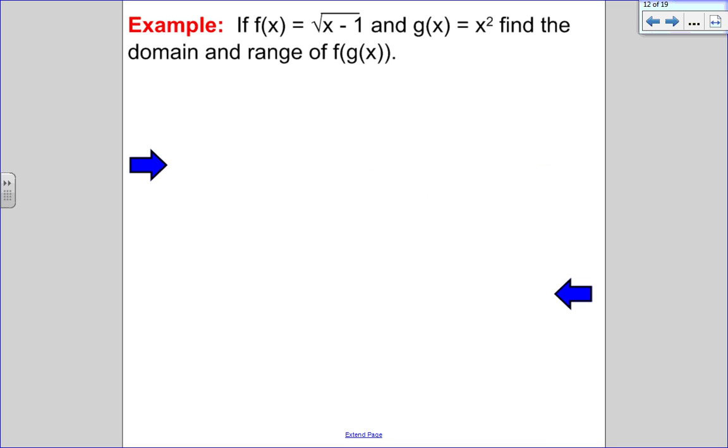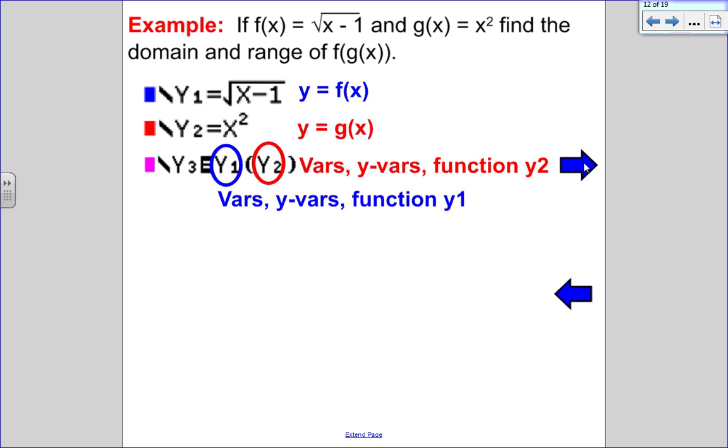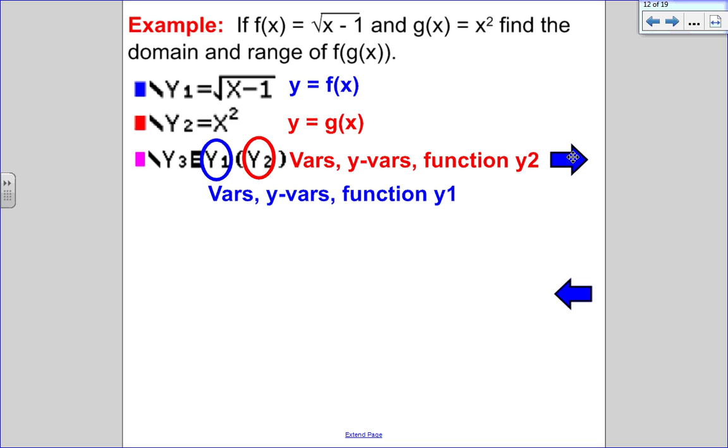Okay, so let's talk domain and range. So I have a radical function and a quadratic function. I want to find the domain and range of f of g of x. So I think the best way of doing this is to do it on our calculator so we can visually see what's going on. So what I'm going to start with on my calculator is in y1, I'll put in f of x, which is the root of x minus 1. In y2, I'll put in g of x, which is x squared. And then in y3, I'm going to do my composition of f of g of x.